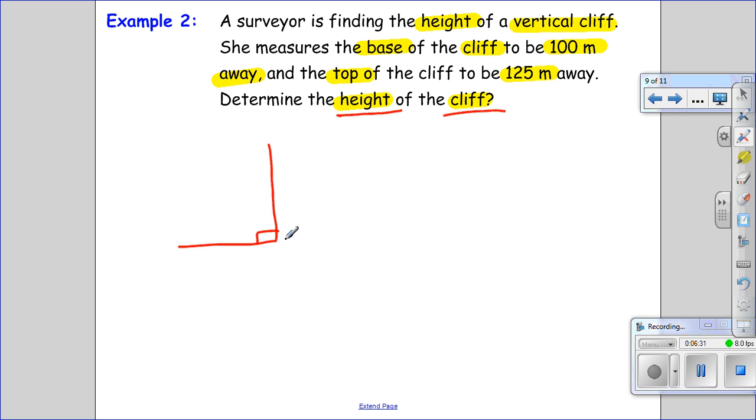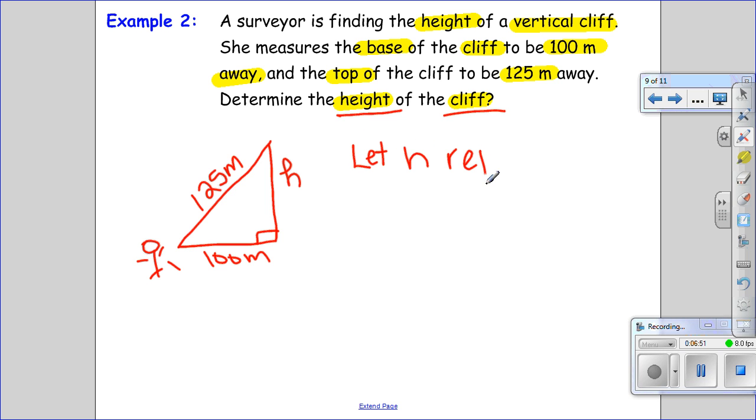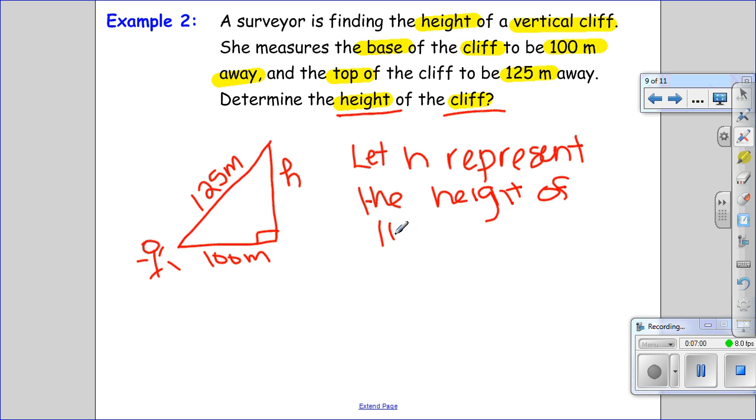I know that the base of the cliff is 100 meters away from where the person's standing, so let's draw the person standing over here, and that's 100 meters away, and it says the top of the cliff is 125 meters. So we're going to put the 125 right here, and we need the height of the cliff, so I'm going to put an H for height. So we need to write a let statement. Let H represent the height of the cliff in meters.